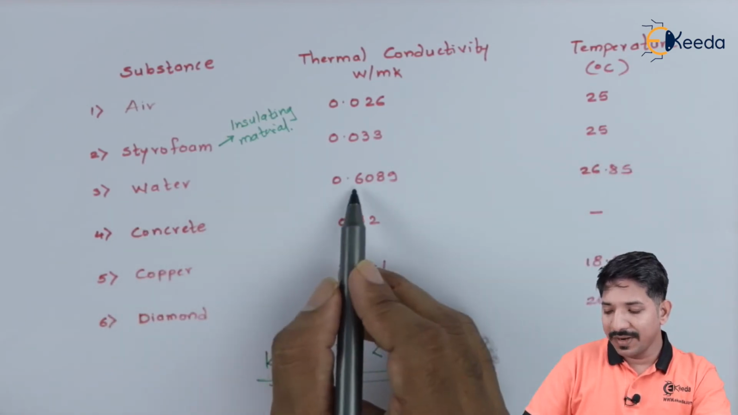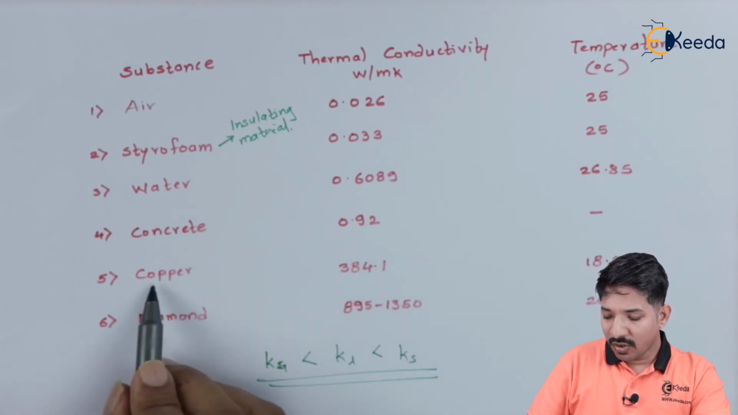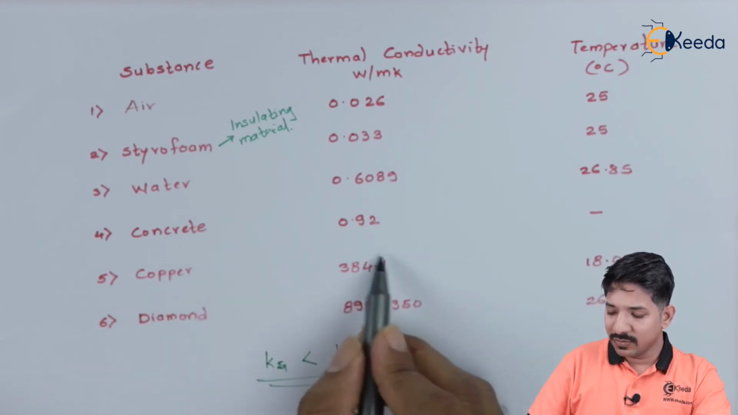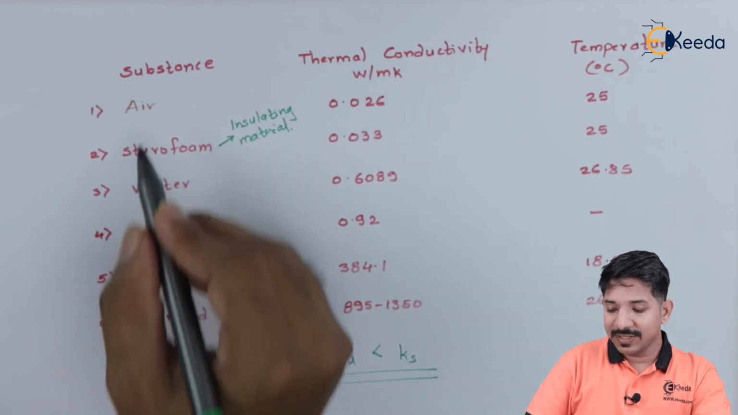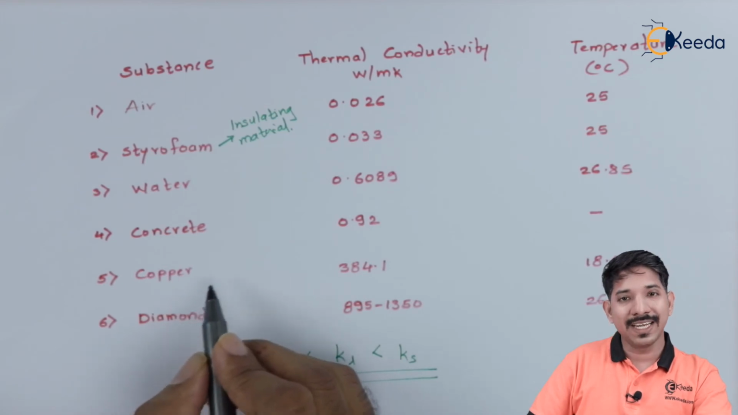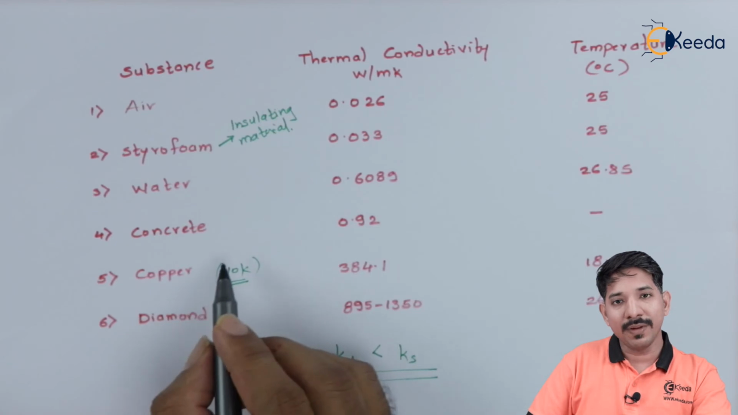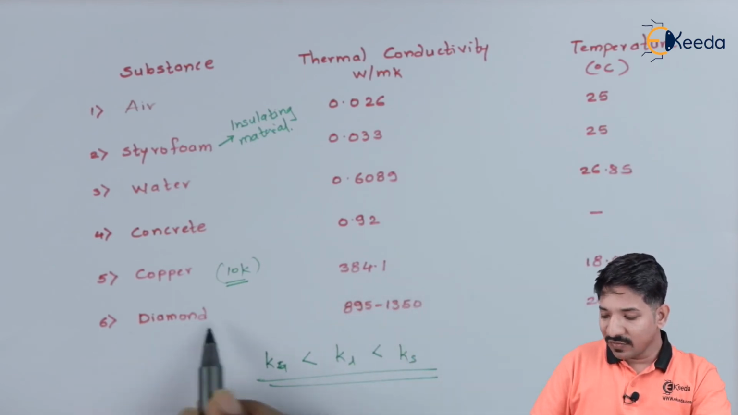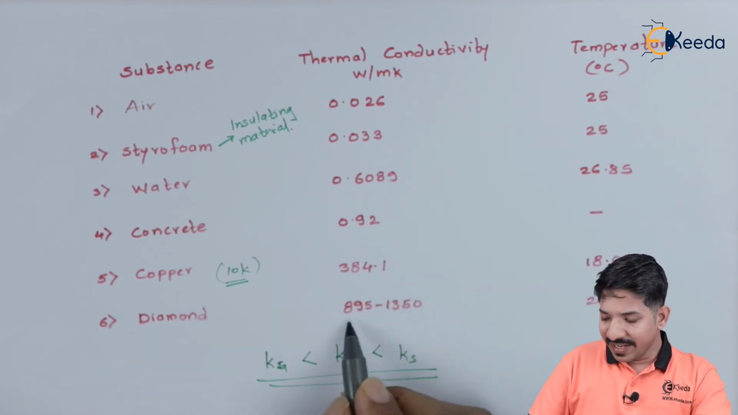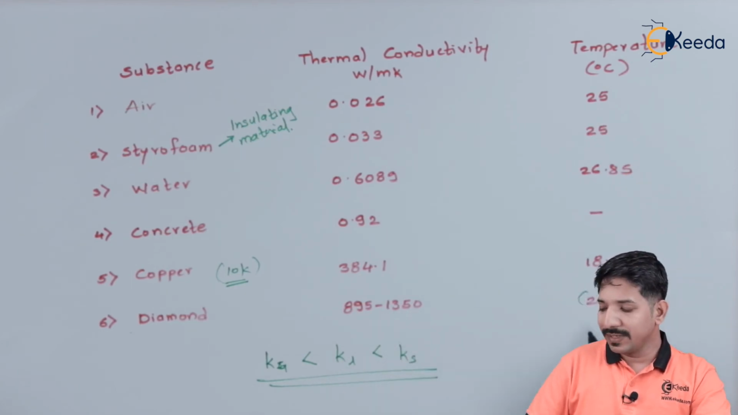For water it is 0.6, for concrete it is 0.92, and for copper the value is quite high. You can compare the thermal conductivity of copper with that of air, and you will find that copper is approximately 10,000 times, that is 10K, more than air. It is quite high, that is 384. And that of diamond may vary from 895 to 1350 at room temperature.